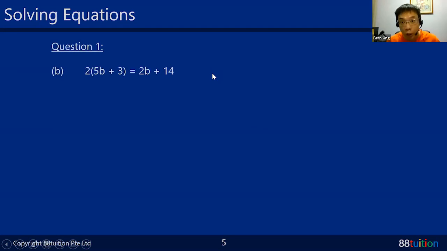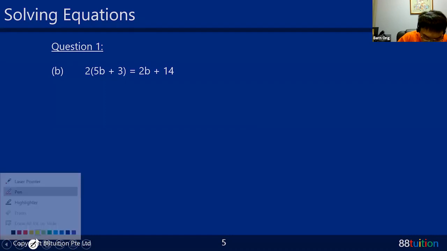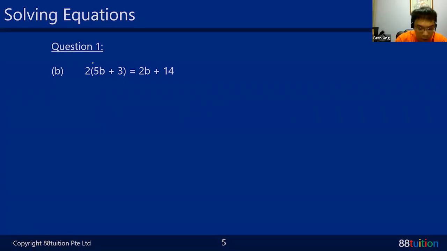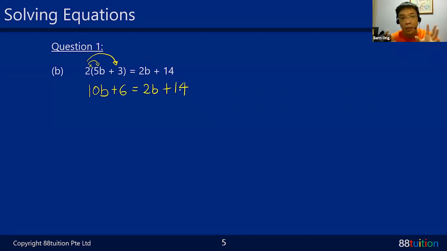Okay. So for this question, some of you are doing this. Tell me whether you are doing this. You do something called expansion, or maybe you call it the distributive method. Do you do something like that? So you multiply in. Bracket means 2 times. You take 2 times 5b will give you a 10b. Nothing wrong. 2 times positive 3 will give you a 6, which is equal to 2b plus 14. Can you see or not? Once again, your objective is to bring all the b to one side and push all the numbers to the other side.